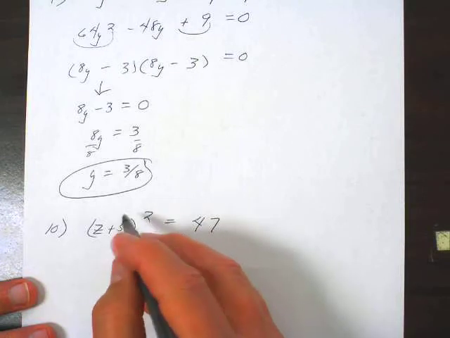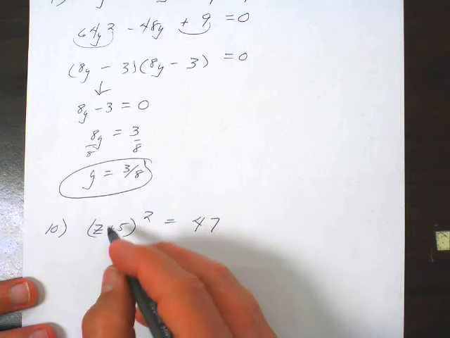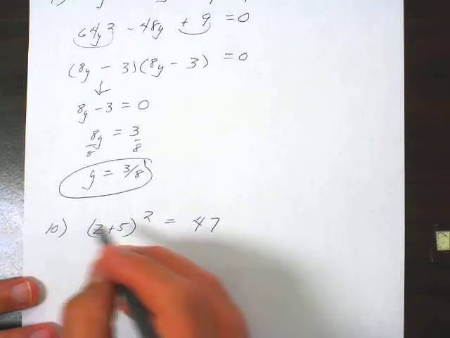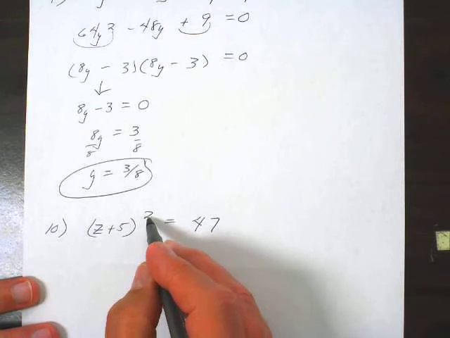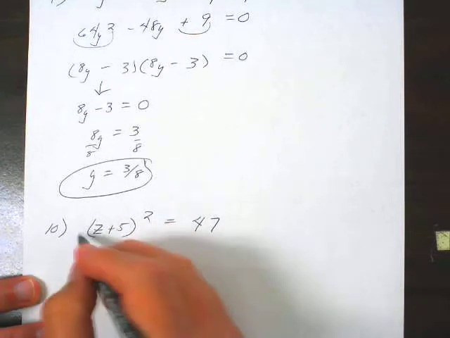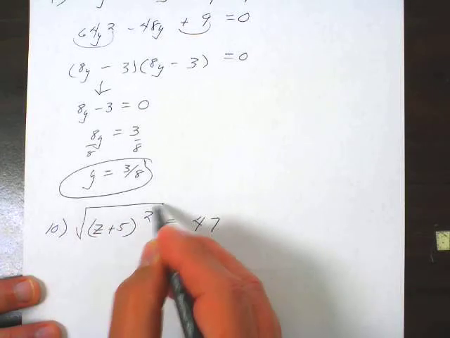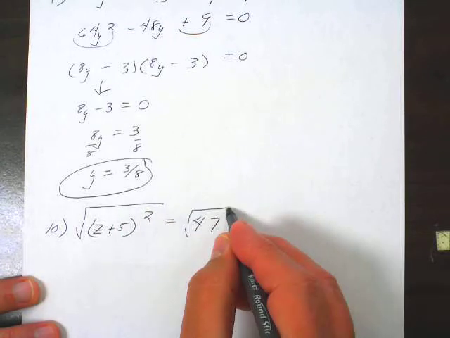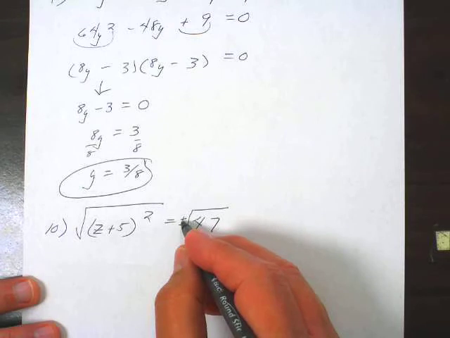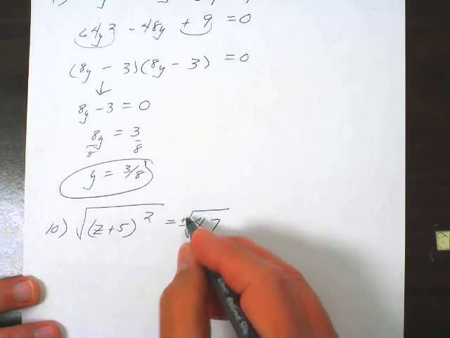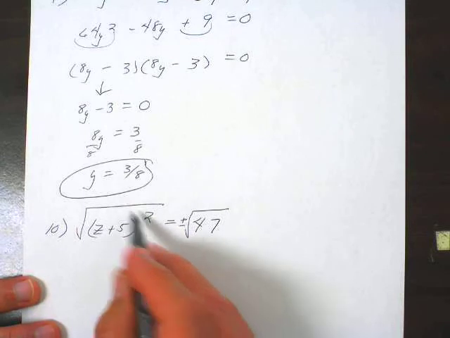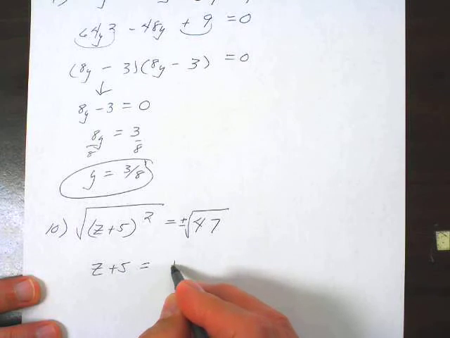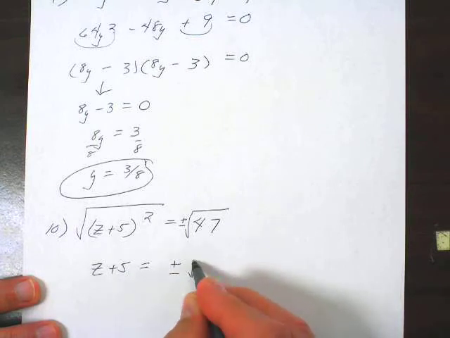You square root it. This and this cancel each other out. But remember, I have to do it over here too. And when I do it over here, I have to put plus and minus, meaning there's two answers that are going to come out of this. So if this and this cancel each other out, that leaves me z plus 5 equals positive square root of 47 and negative square root of 47.